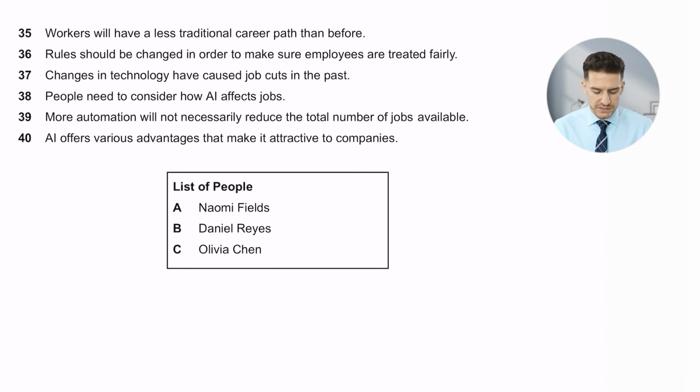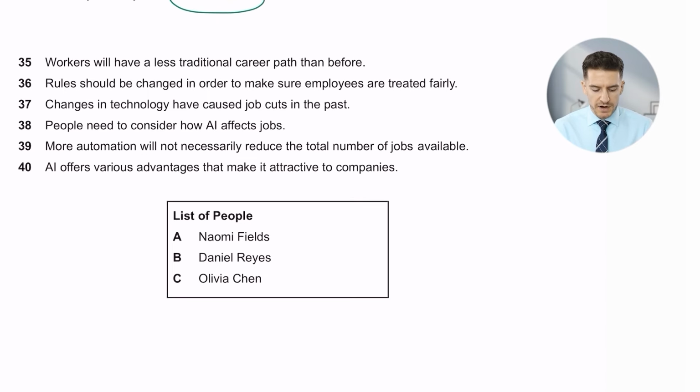Now, when you get this type of question, I recommend that you quickly have a look at the statements. Think about how to paraphrase them or think about how to say them in your own words. Then start with the first person, find out what they say, then go to the second person and the third person. So let's do that right now very quickly.